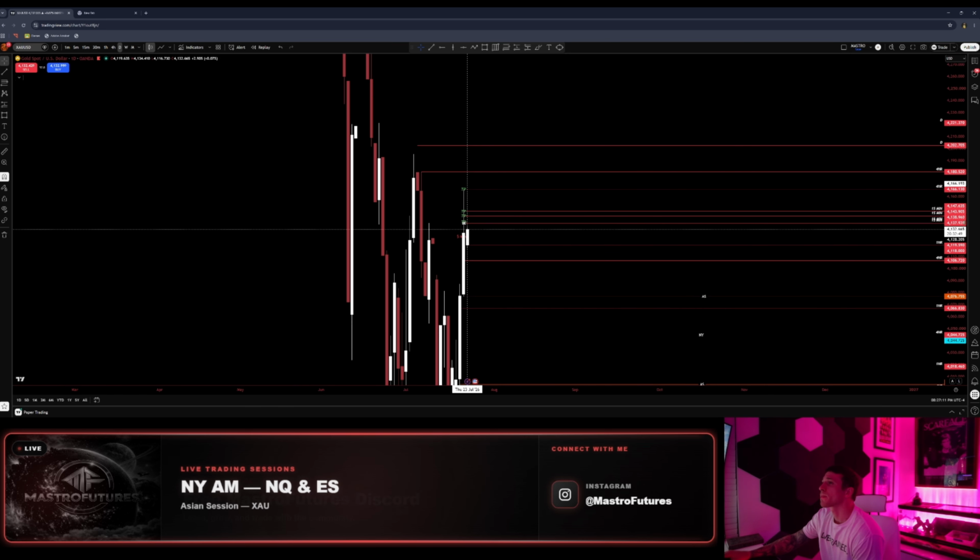I usually like to wait for some sort of retrace down into like this order block or something like that, but I really want to see if we can continue higher, at least take out this high, and maybe just continue this overall trend to the upside on the higher time frame.